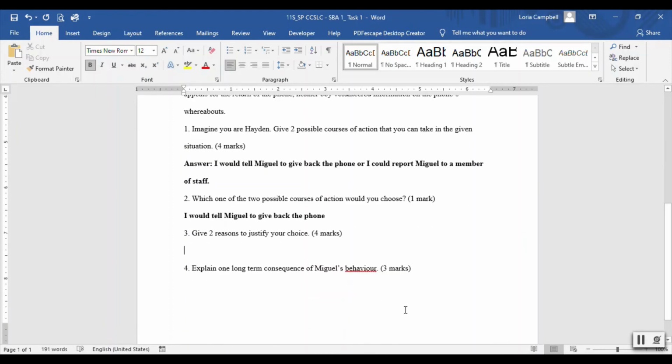Continuing to number 4, explain one long-term consequence of Miguel's behavior. Some persons may not understand what is meant by long-term consequence, but it is simply saying name, explain, and explain means you're not just going to write it, you're going to add something to it, so the person who is reading it will fully understand what you're talking about. One thing that could happen in the long run, 3 to 5 years down the line, as a result of how Miguel is behaving, what he's doing. All right, and you would just simply explain that. Could go to prison, a number of things could happen to him, and of course you would put this in a sentence. All right, and that is it for SBA 1, task 1.